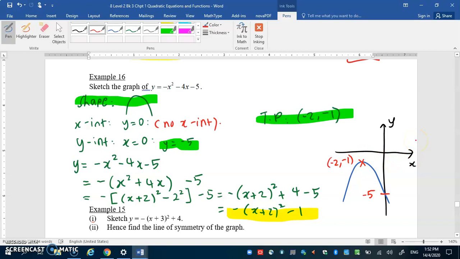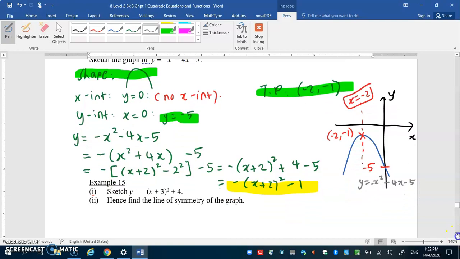I'm done. Okay? And if I want, of course, I can insert the line of symmetry to make it more complete. So x equals negative 2, and label the curve. The curve is y equals negative x squared minus 4x minus 5, and that's it.